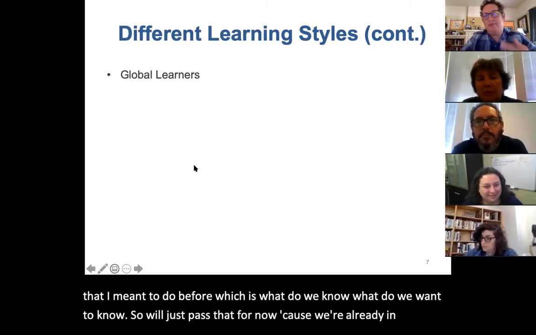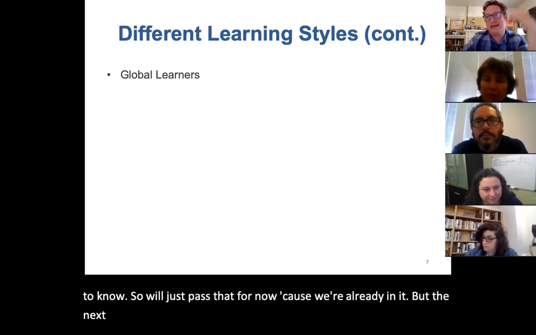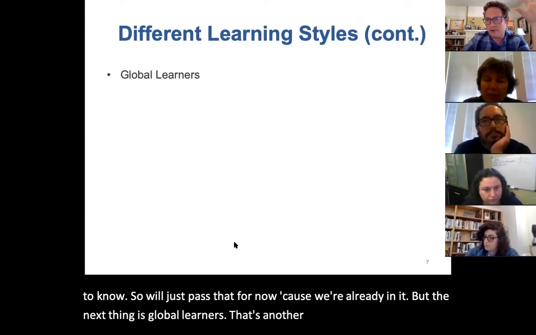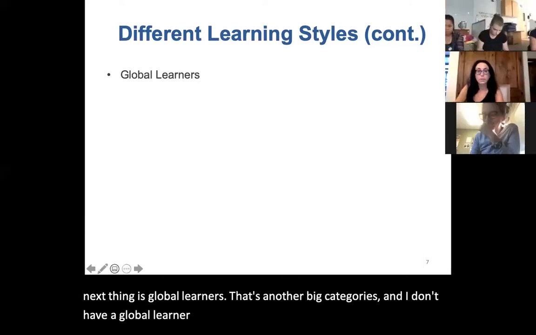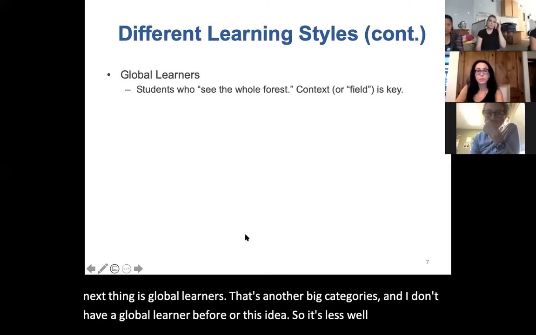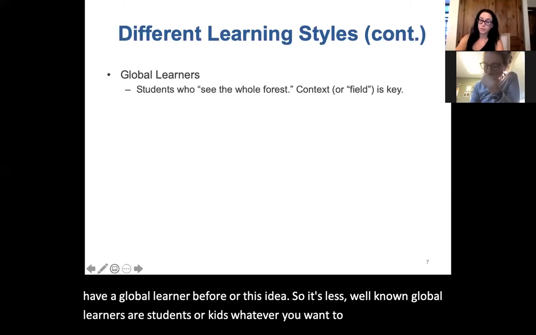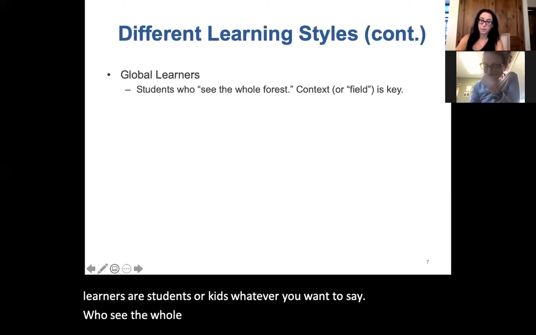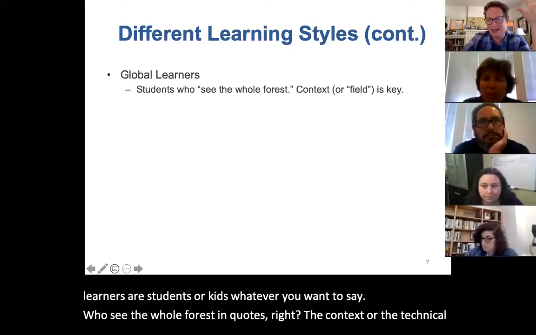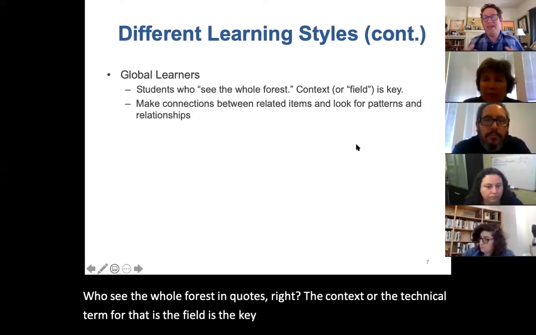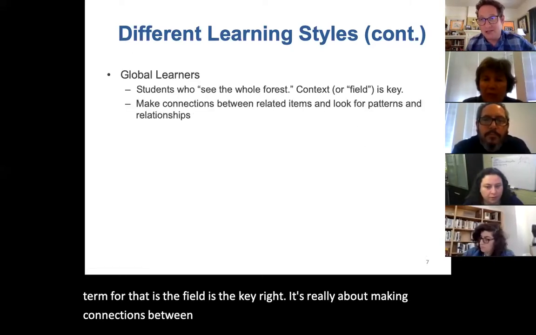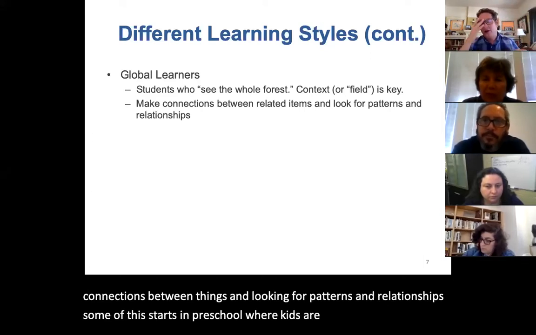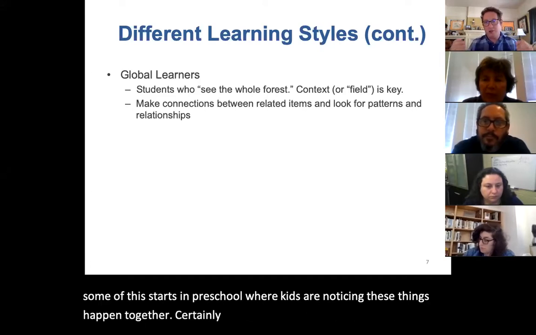But the next thing is global learners. That's another sort of big category. Has anyone ever heard of a global learner before, or this idea? So it's less well known. So global learners are students or kids, whatever you want to say, who see the whole forest, in quotes, right? The context, or the technical term for that is the field, is the key, right? It's really about making connections between things and looking for patterns in relationships. Some of this starts in preschool, where kids are noticing, oh, these things happen together. Certainly later, there are kids who can really kind of expand outward and see those connections.